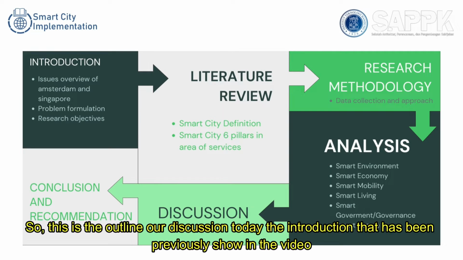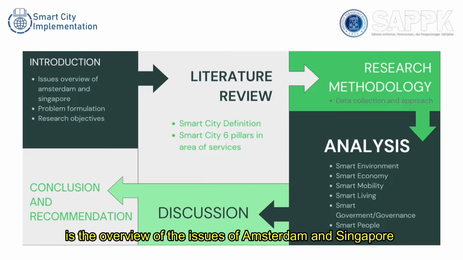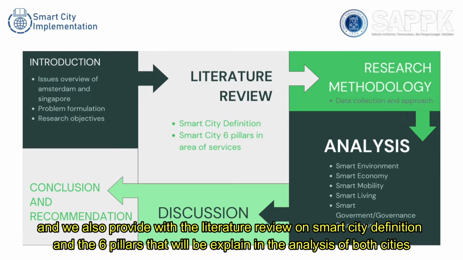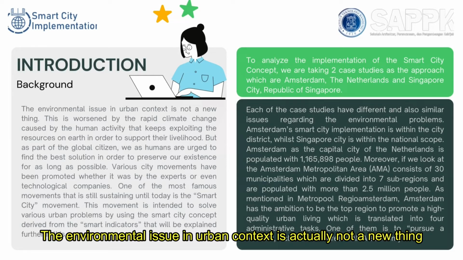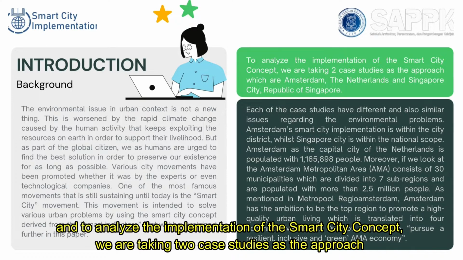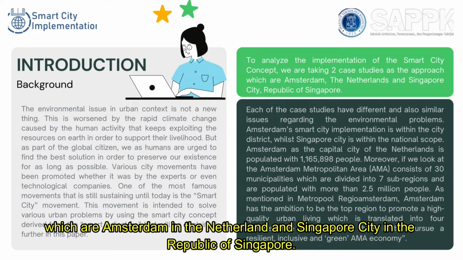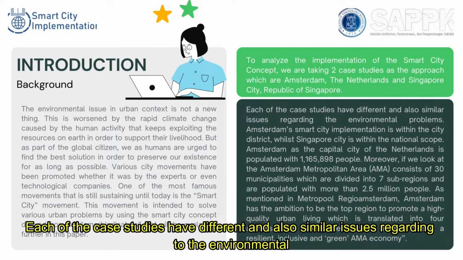So, this is the outline of our discussion today. The introduction that has been previously shown in the video is the overview of the issues of Amsterdam and Singapore, and we also provide the literature review on smart city definitions and the 6 pillars that will be explained in the analysis of both cities. The environmental issue in an urban context is actually not a new thing, and to analyze the implementation of the smart city concept, we are taking two case studies as the approach, which are Amsterdam in the Netherlands and Singapore City in the Republic of Singapore. Each of the case studies has different and also similar issues regarding the environment.